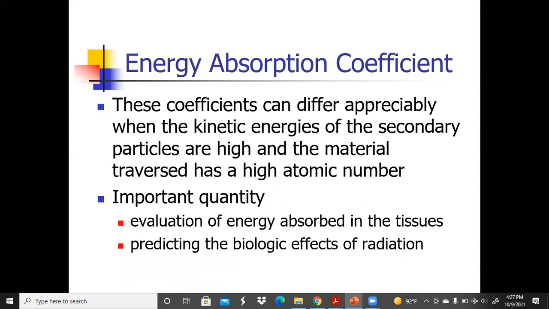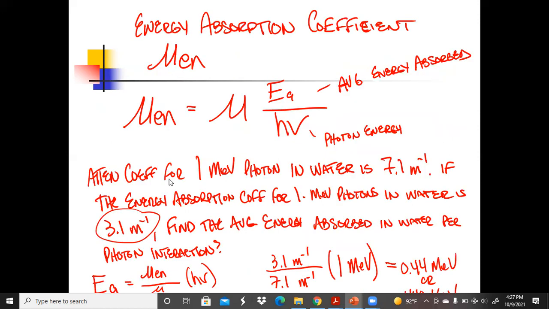These coefficients can differ appreciably when the kinetic energies of the secondary particles are high, and the material traversed has a high atomic number. So the evaluation of energy absorbed in the tissues becomes something that's different, and predicting the biological effects of radiation starts to hinge on that.